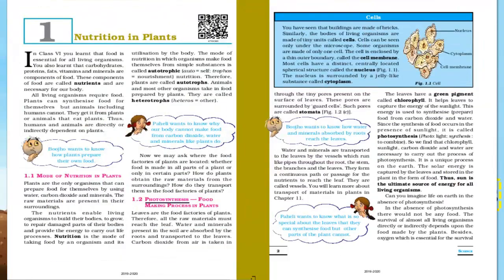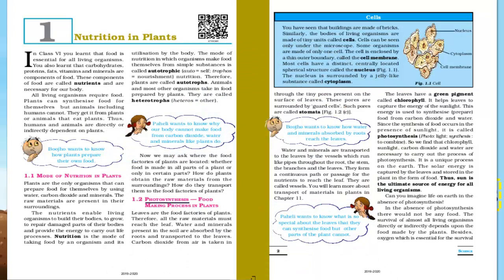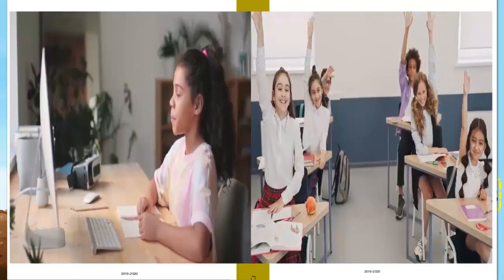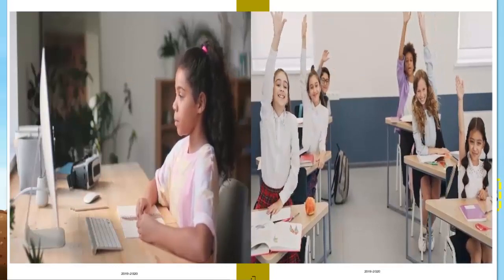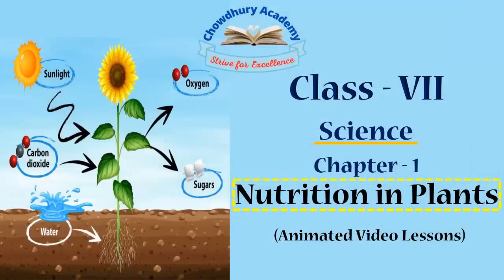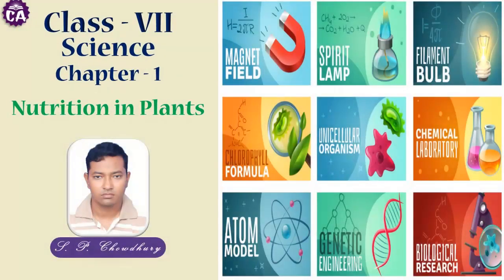I always tell my students not to memorize texts word by word, but to get the concept clearly. If you understand the concept, then it would be a piece of cake to write the answer to any question. I'm sure after watching this animated video lesson, you will be an expert on this lesson. There are two types of nutrition. Let's start the class.